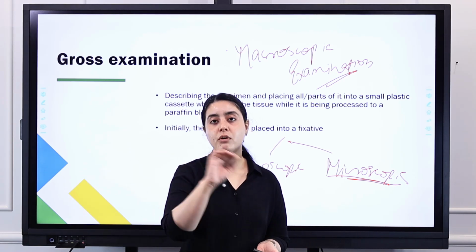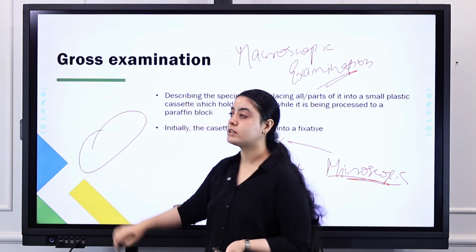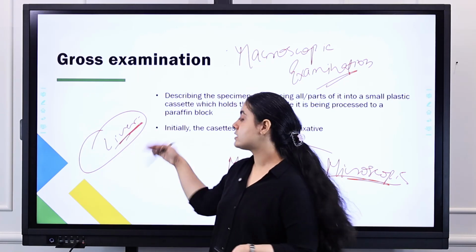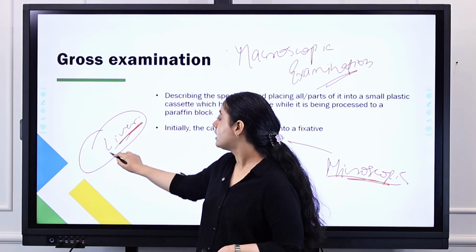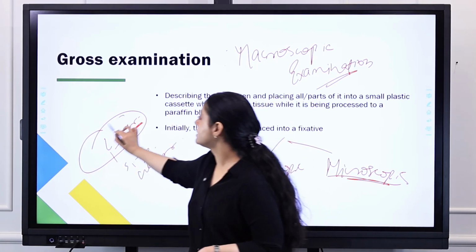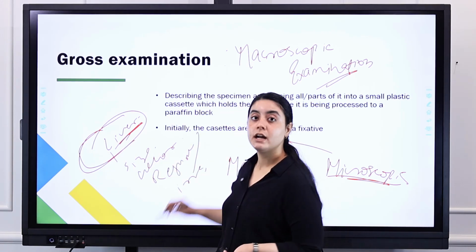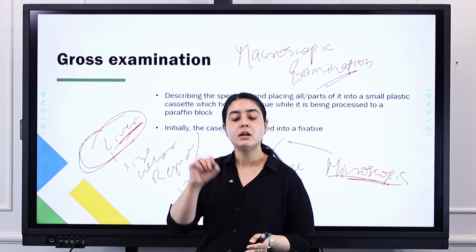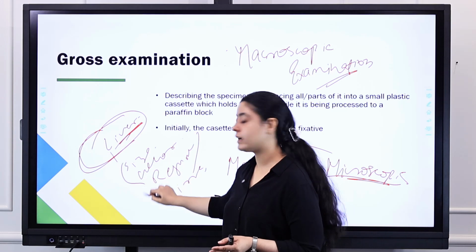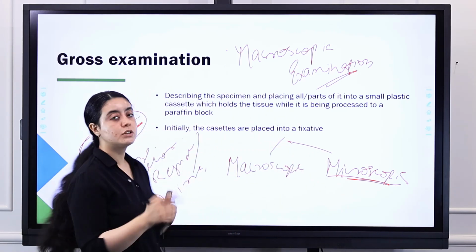We have to check whether the border or margins of the tissues are regular or irregular. Suppose this is a liver organ as a specimen, which I have received in the histopathology lab. So I have to check the size, the color, and the margins, whether the margins are regular or irregular, right? And I have to note it down and make proper notes. I have to maintain the proper data of all these findings which I have observed with my naked eyes, right? So you have to go through the gross examination.